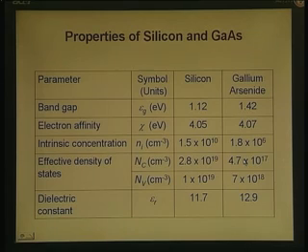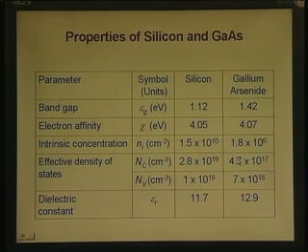So what you find, the difference between silicon and gallium arsenide is, in silicon Nc is more than Nv, but in gallium arsenide Nc is less than Nv. It all depends on the effective mass of electrons and holes. So gallium arsenide has a much lower effective mass of electrons than silicon. Then you have the dielectric constants given here, epsilon r.